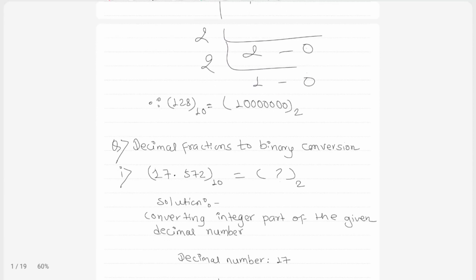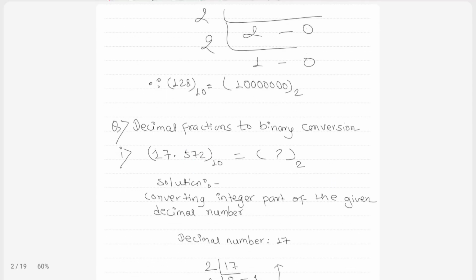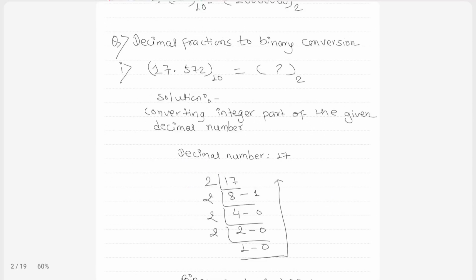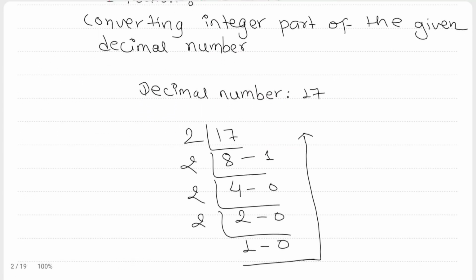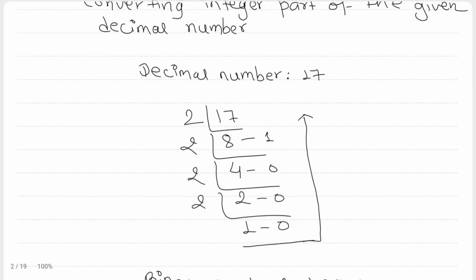So we take another example that is different from questions A and B. This is decimal fraction to binary conversion. This is an integer part, this is a decimal fractional part. First of all, we take the integer part. Means we take 17. This is our 17. So we divide by 2.